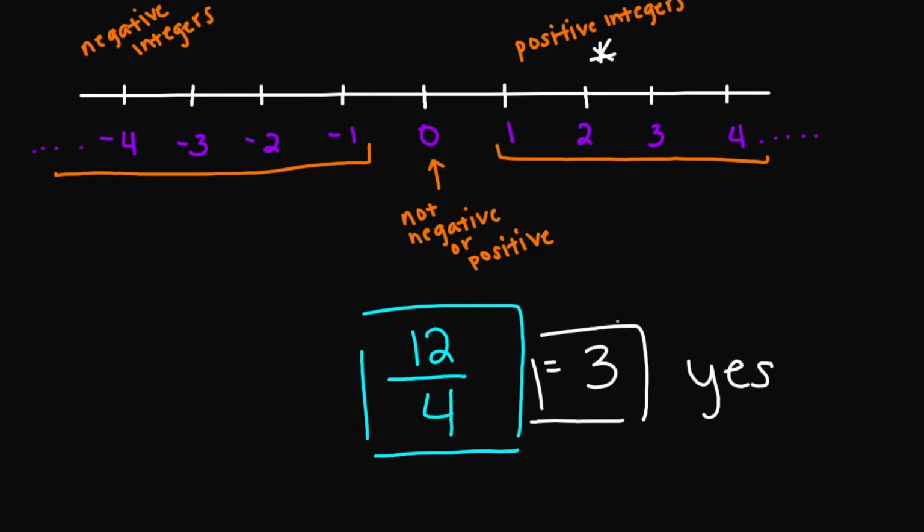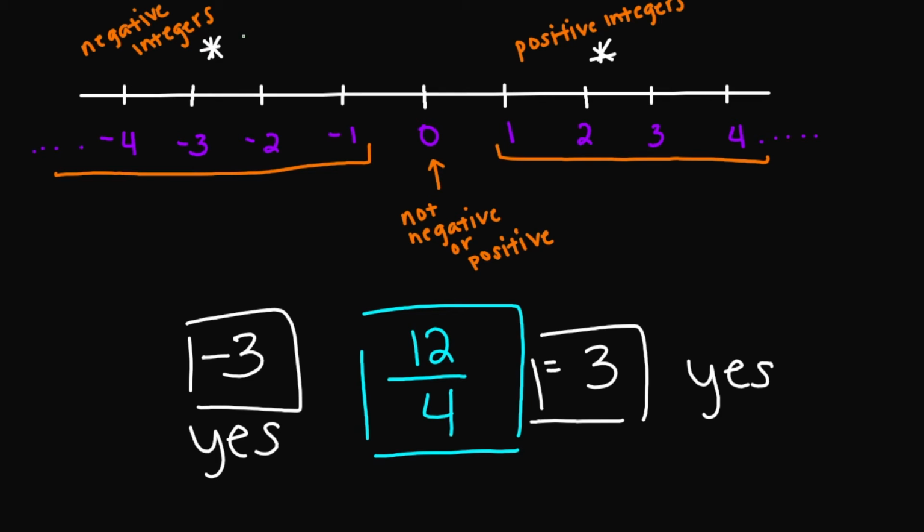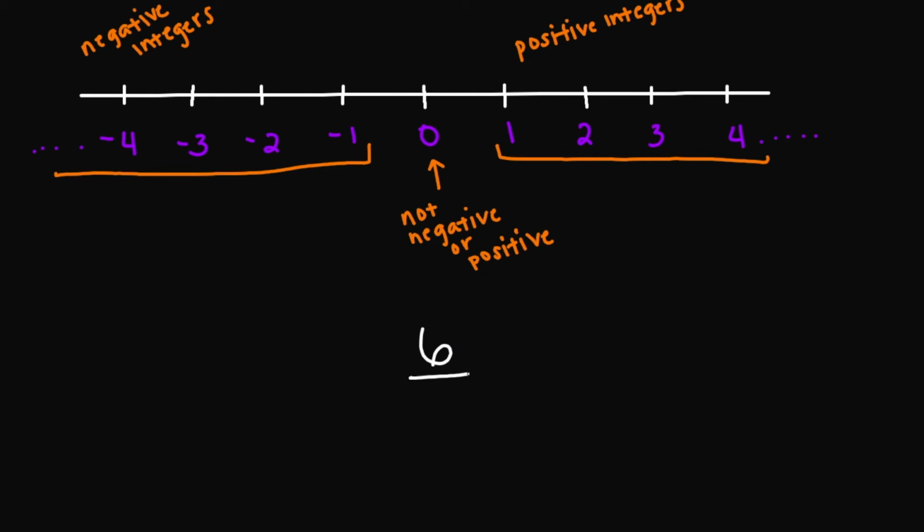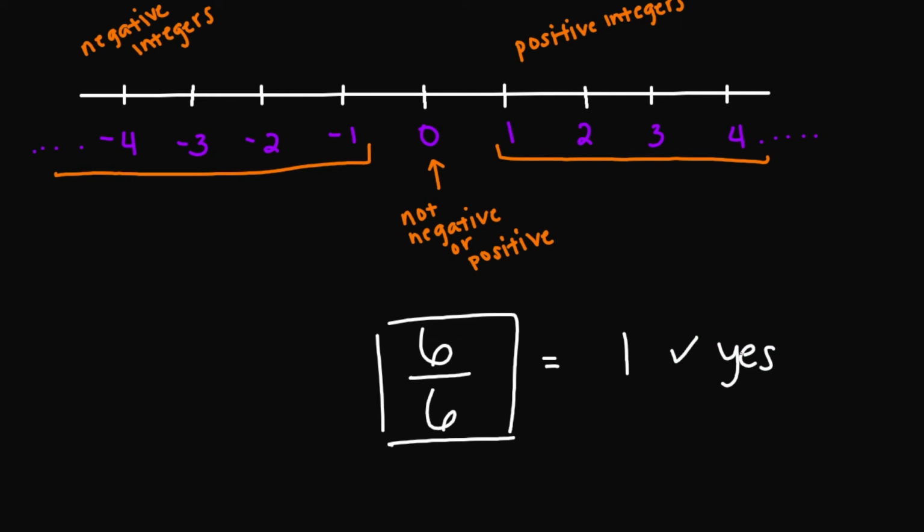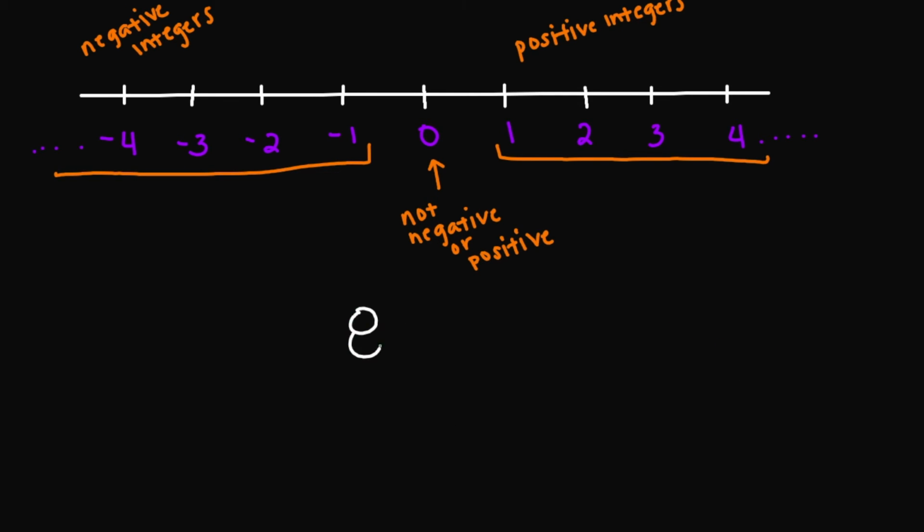If 3 is an integer, is negative 3 an integer? Yes, negative 3 is an integer and it falls right here on the left side of my 0. What about 6 over 6? Is 6 over 6 an integer? Yes, the answer is going to be yes, because 6 over 6 simplifies to 1. Is the number 1 an integer? Yes, it is.